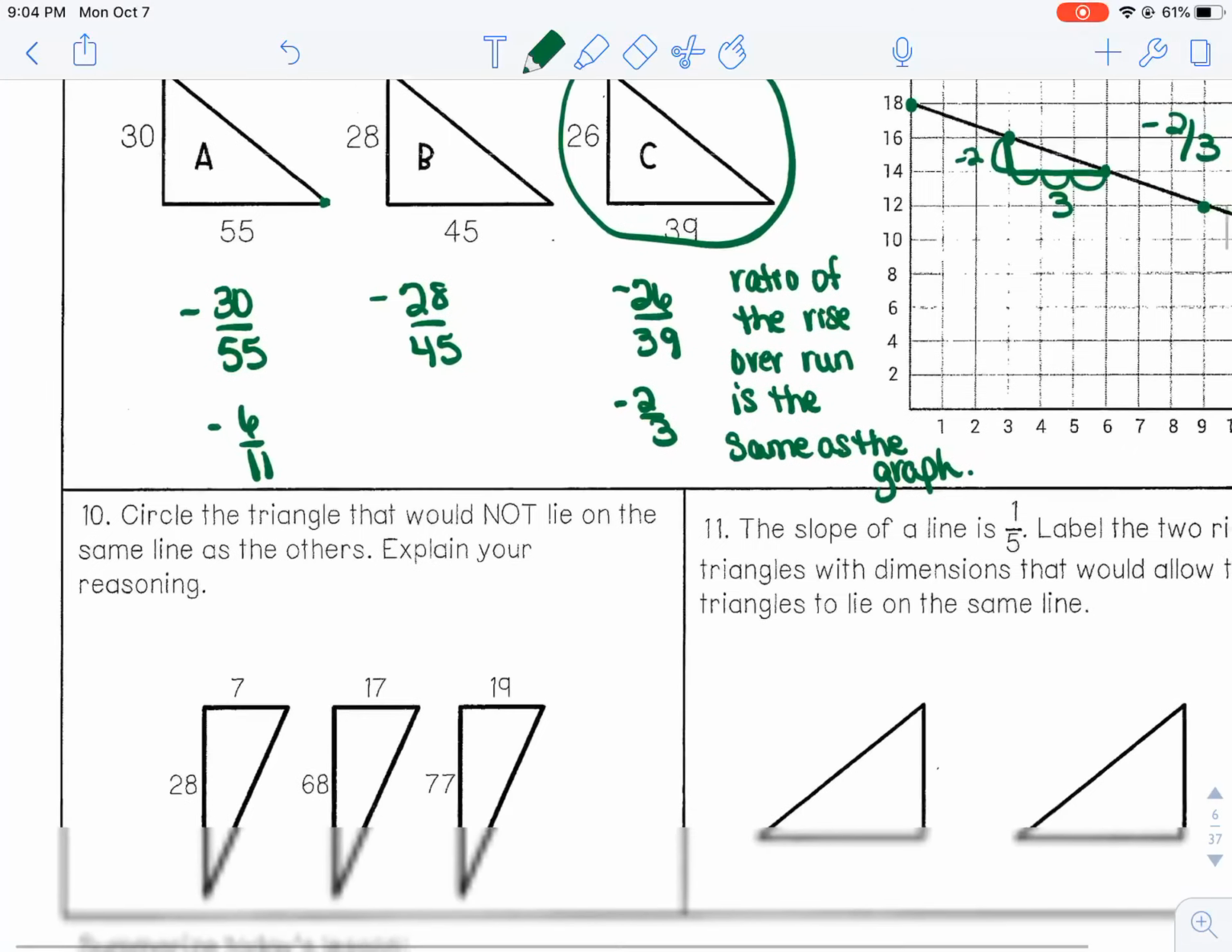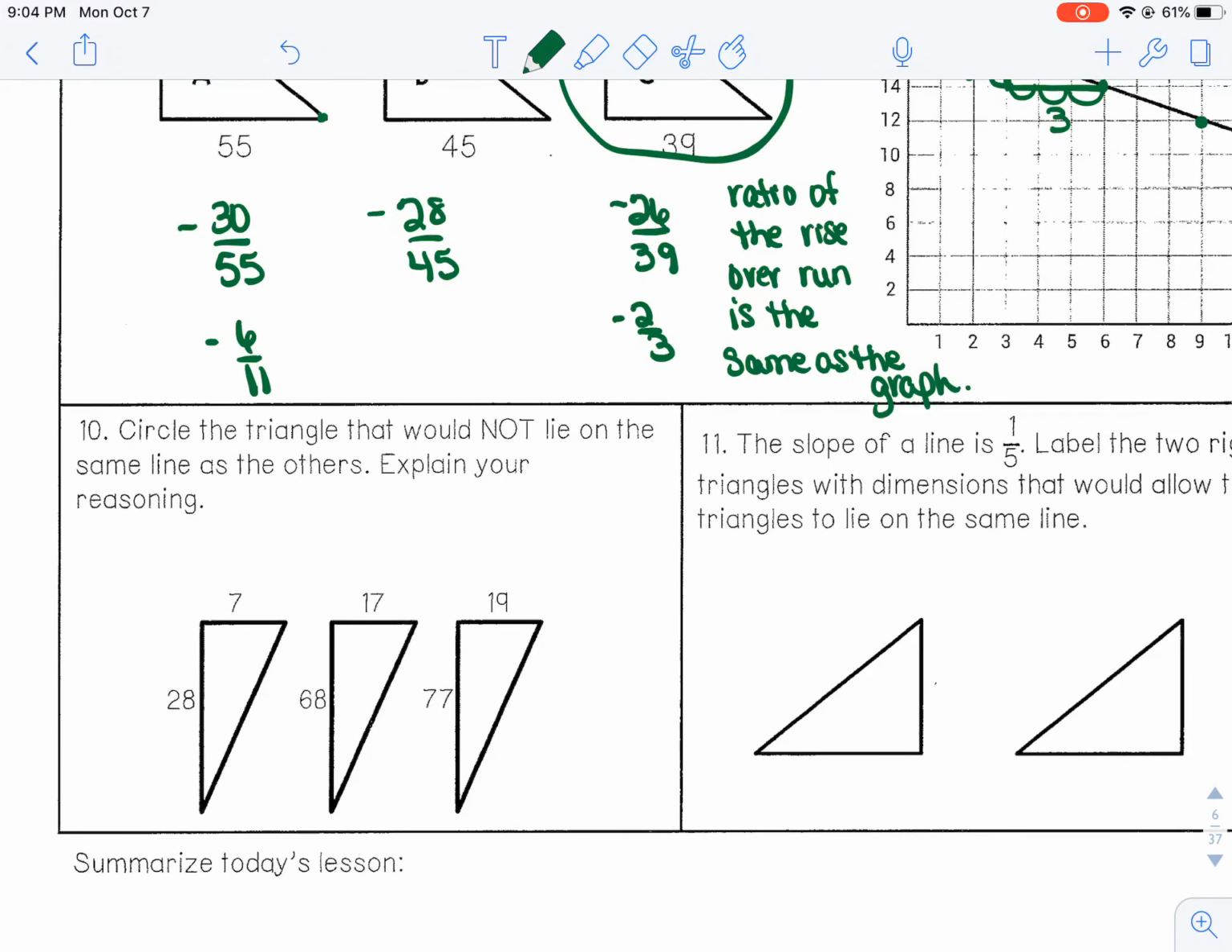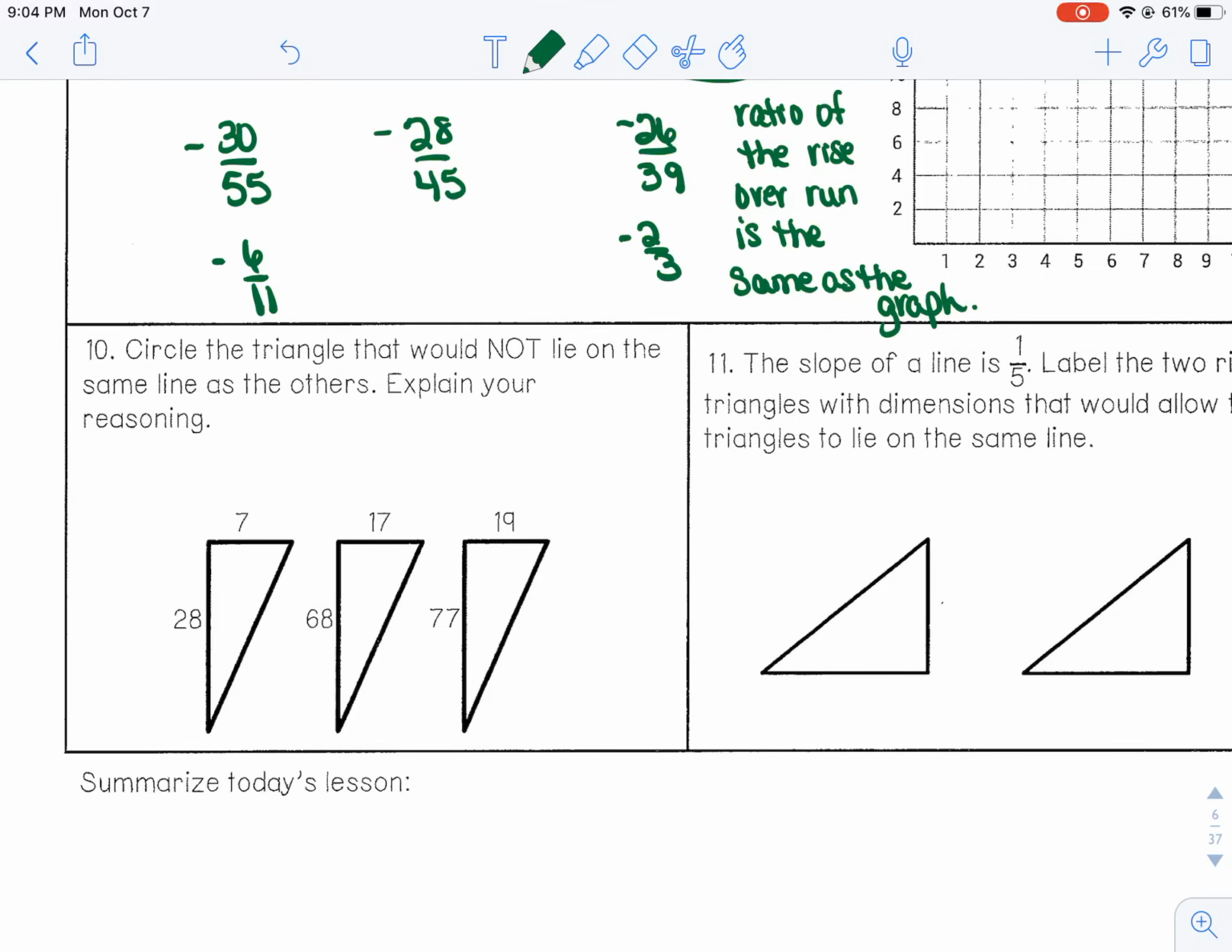Okay. Number 10, it says circle the triangle that would not lie on the same line as the others. So we're looking for 2 of them that will be the same. The third one's not going to lie on the line. So these are all positive slopes. Again, I know that because we're starting low, ending up high. So rise over run would be 28/7.